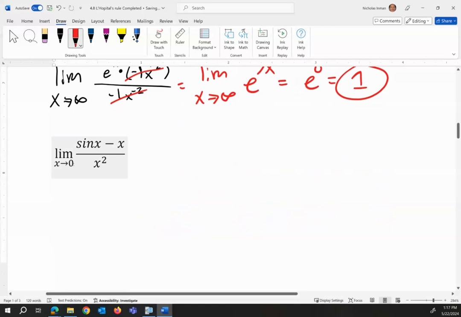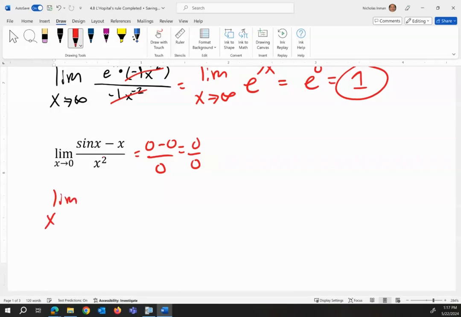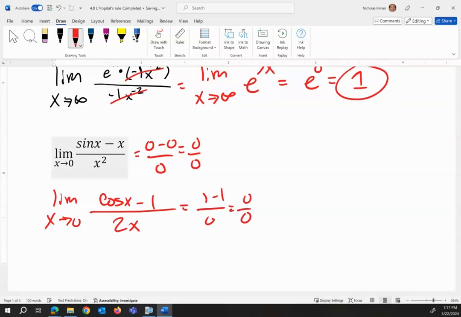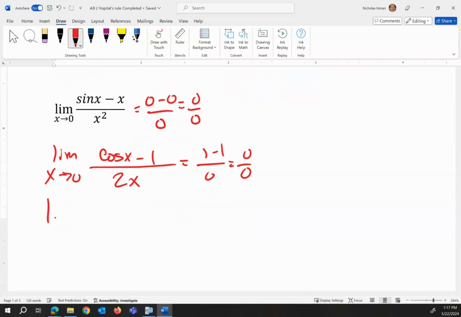All right, if x is 0 here, sine of 0 is 0 minus 0 over 0. So yeah, we get that 0 over 0. So we apply L'Hopital's rule. We plug in 0. Cosine of 0, that's 1 minus 1 over 0. Oh, Lord, we got it again. Well, the beauty of L'Hopital's rule is that you can apply it again, and it still works. So we try it again.